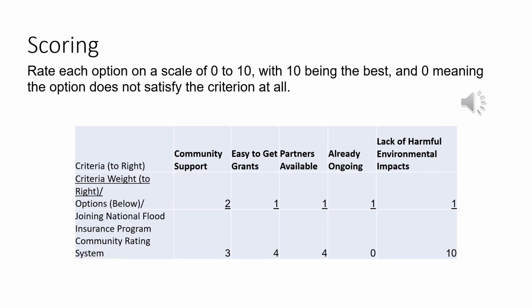I give this option a 4 in terms of grants, since I'm not sure if there are any relevant grants. I give it a 4 in terms of partners, since I can think of a couple potential partners, but I'm not sure about them. I give it a 0 in terms of already ongoing, because it would be brand new and the community is not familiar with it. Finally, I give it a 10 in terms of harmful environmental impacts, since I don't believe there will be any.